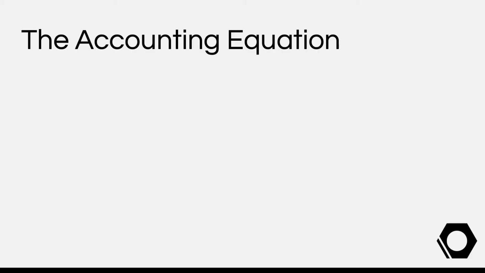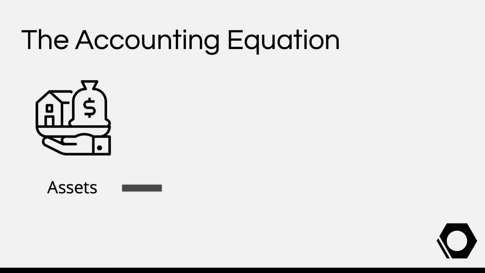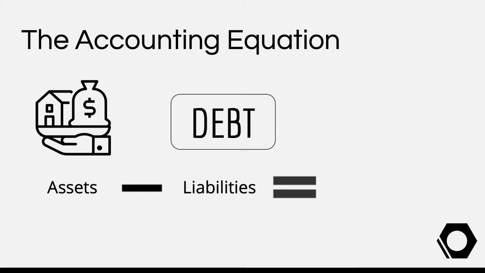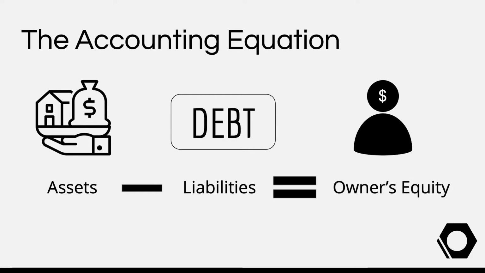Before we dive into the financial statements, we first want to go over the accounting equation. The accounting equation is assets minus liabilities equals owner's equity. Assets describe anything of value that a company owns. Assets are typically subcategorized into current assets and long-term assets.